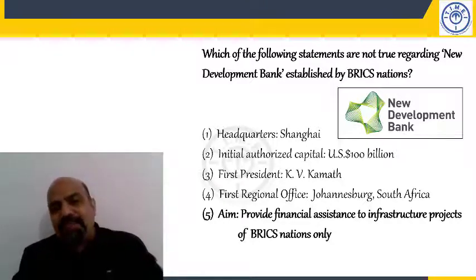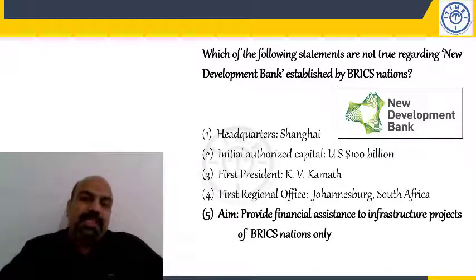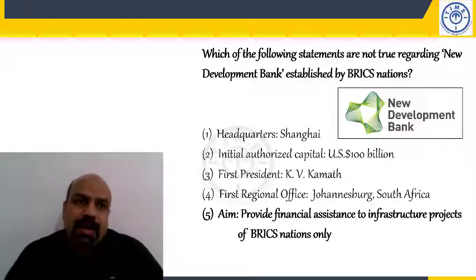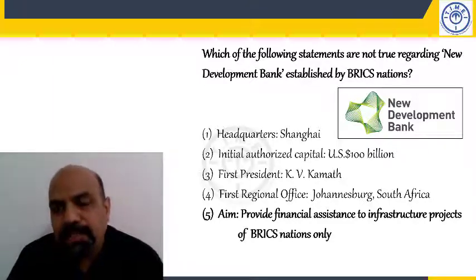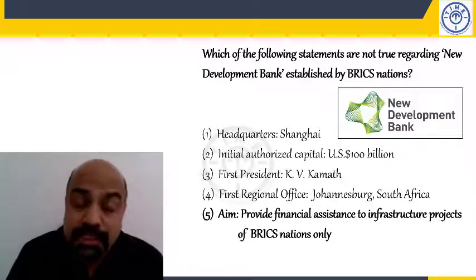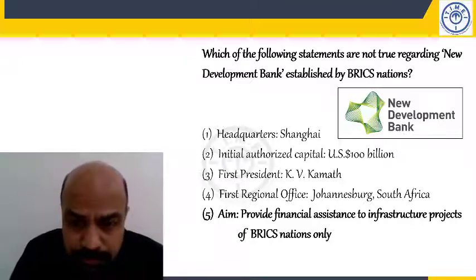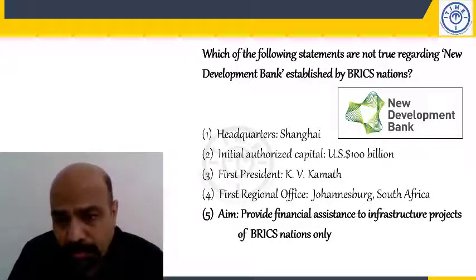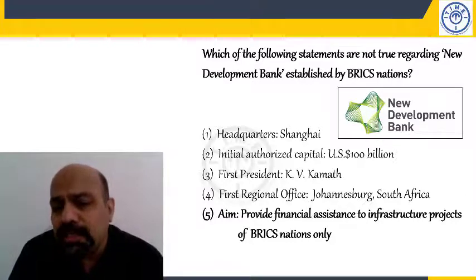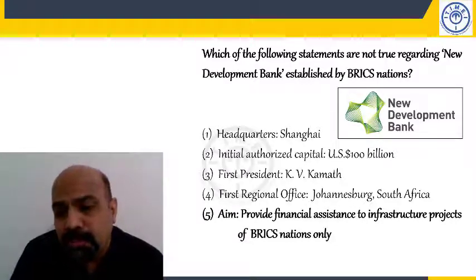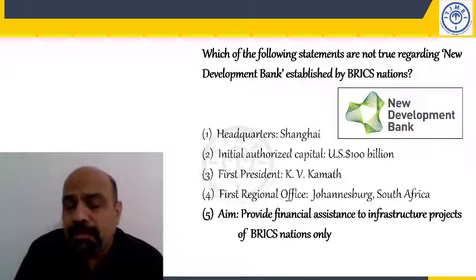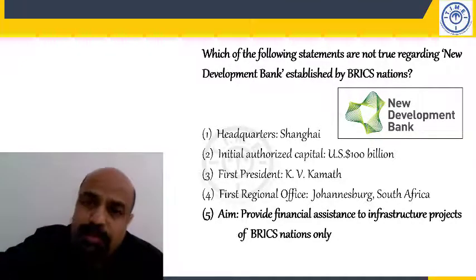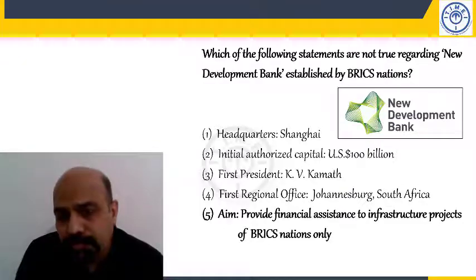So, the first president, of course, is K.V. Kamath, Krishna Vaman Kamath, ex-chairman of ICICI Bank, ex-chairman of Infosys Technologies also. The regional office, sometime last year, they opened in Johannesburg, South Africa. Of course, it provides finance for projects that are even outside the BRICS nations.